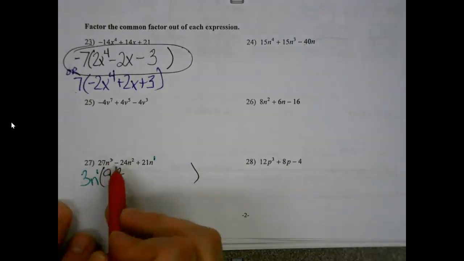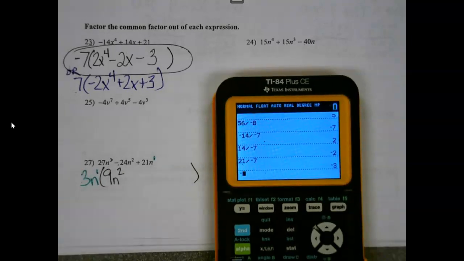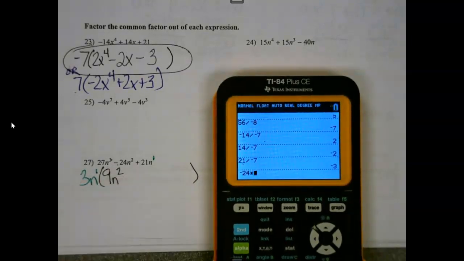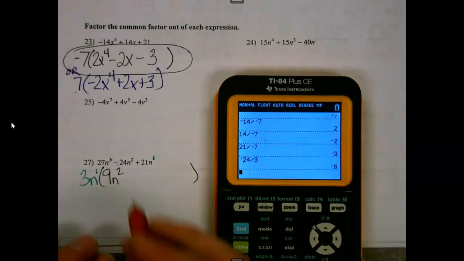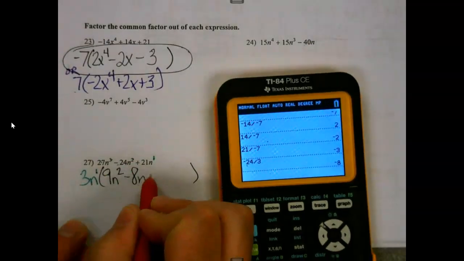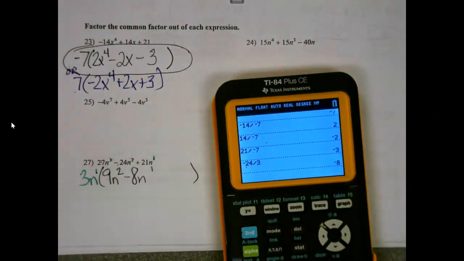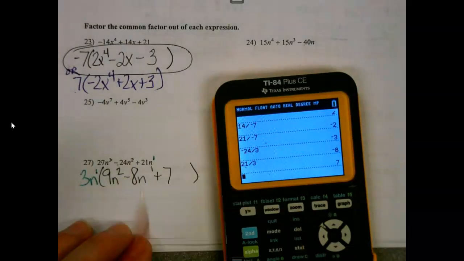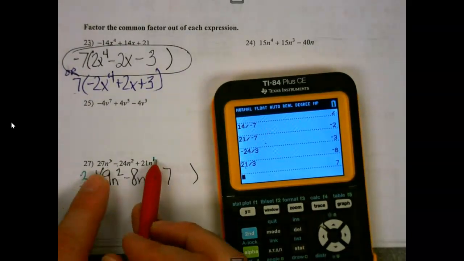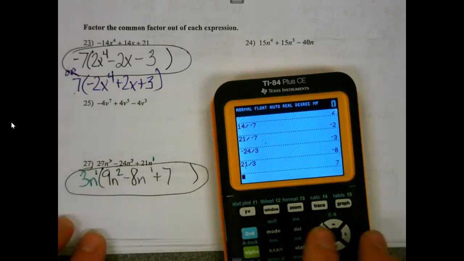Take signs along with. Negative 24, take that with, whoops, not times 3, already divided by 3. Subtract your exponents. Divide your coefficients. Subtract your exponents. 1 minus 1 is 0. No n there. I'm done.